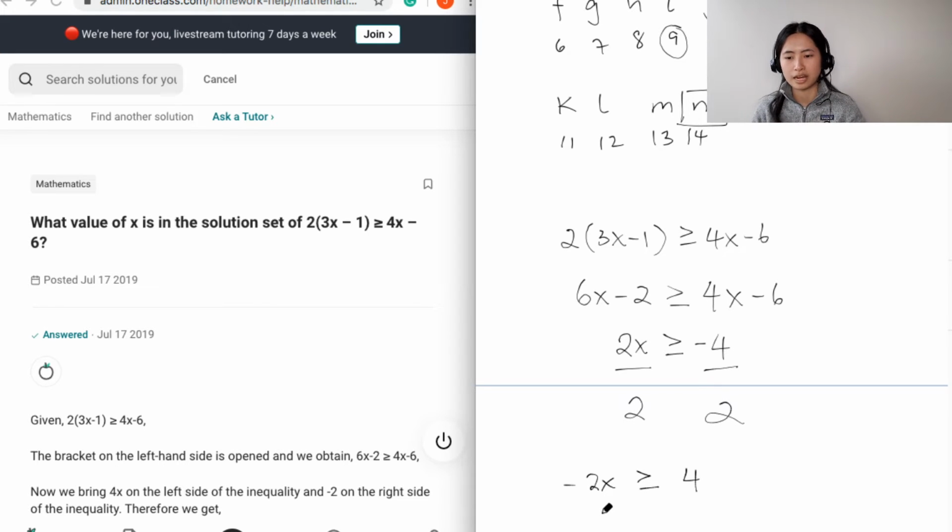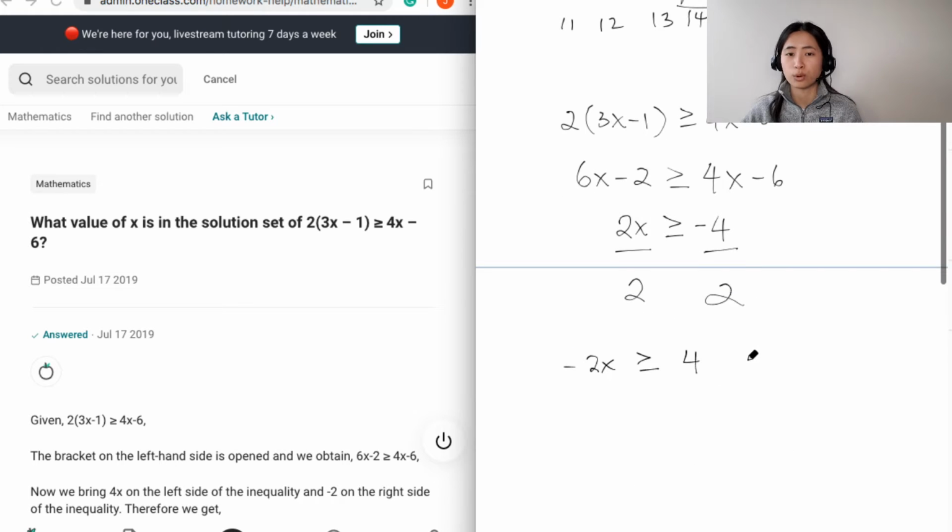You're not going to flip anything, right? So we don't really care about the sign of 4, if that's negative or positive, regardless. Because you have a negative 2 here, that means you would have to flip the inequality symbol from greater than or equal to less than or equal to.